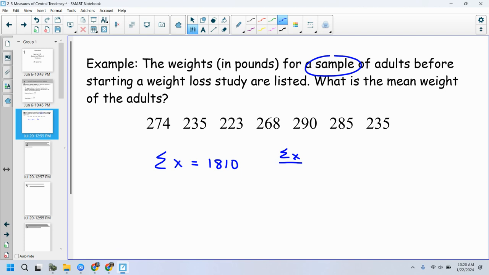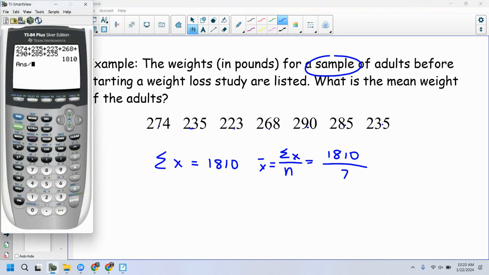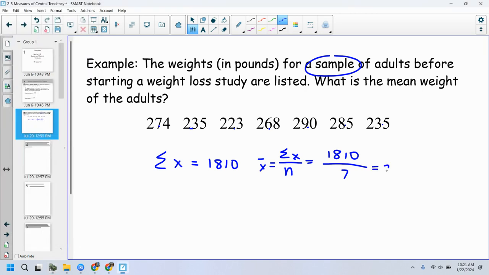Sample. So is this mu or x bar? X bar. So x bar is equivalent to the sum of the x's divided by lowercase n. But again, that's just how many things there are. There we go. So in this case, we got 1810 divided by 1, 2, 3, 4, 5, 6, 7. See what that comes out to be. Divided by 7, and I get 258.57.